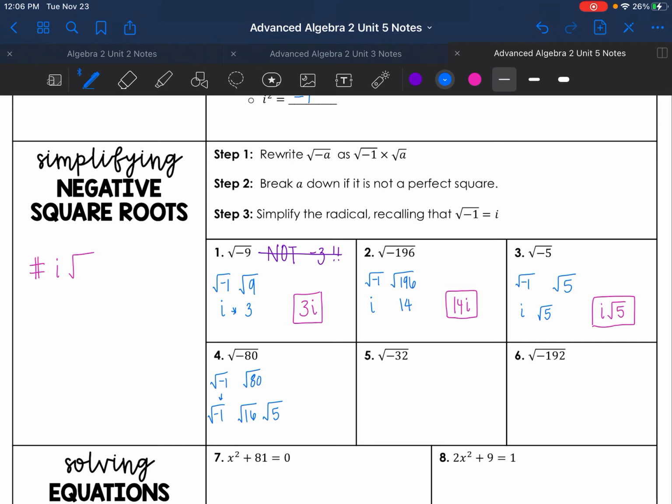So I just brought down my negative 1 and then I split up the 80. We know the square root of negative 1 is i. The square root of 16 is 4. And then the square root of 5 does not break down at all. So when I put these all together, my 4 is going to go first, then the i, then the radical 5. Any plain whole numbers go in the front, then your i, then your radical.